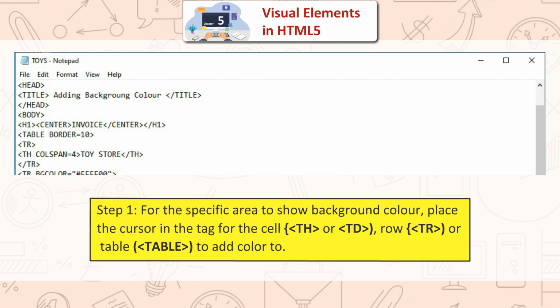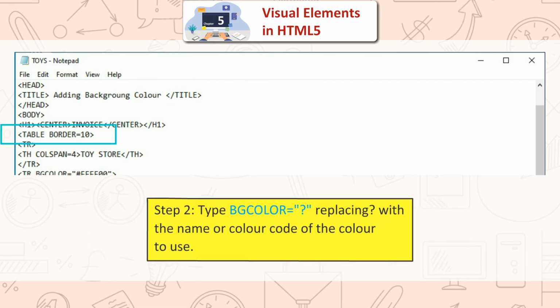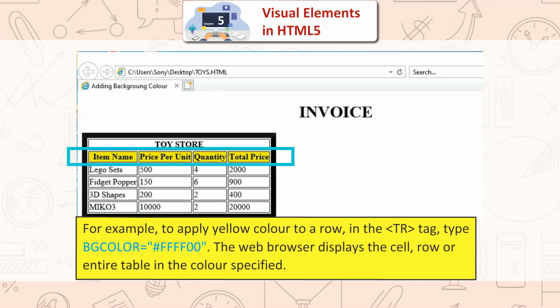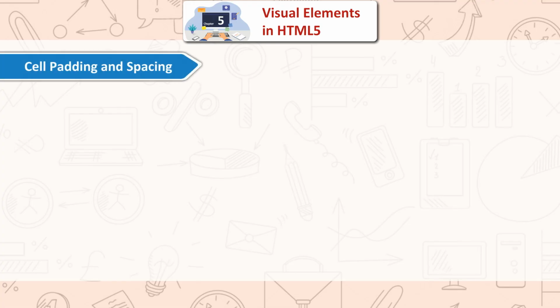Step 1. For the specific area to show background color, place the cursor in the tag for the cell, th or td, row, tr, or table to add color to. Step 2. Type bgcolor equals question mark, replacing the question mark with the name or color code of the color to use. For example, to apply yellow color to a row in the tr tag, type bgcolor equals #FFFF00. The web browser displays the cell, row, or entire table in the color specified.